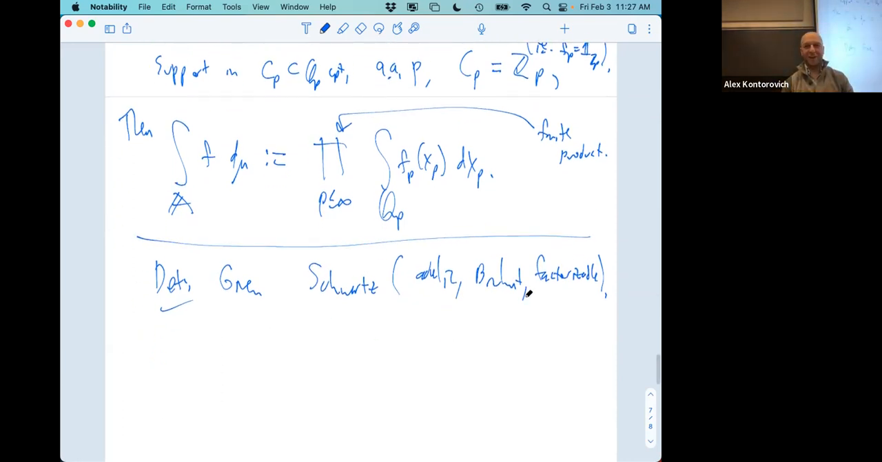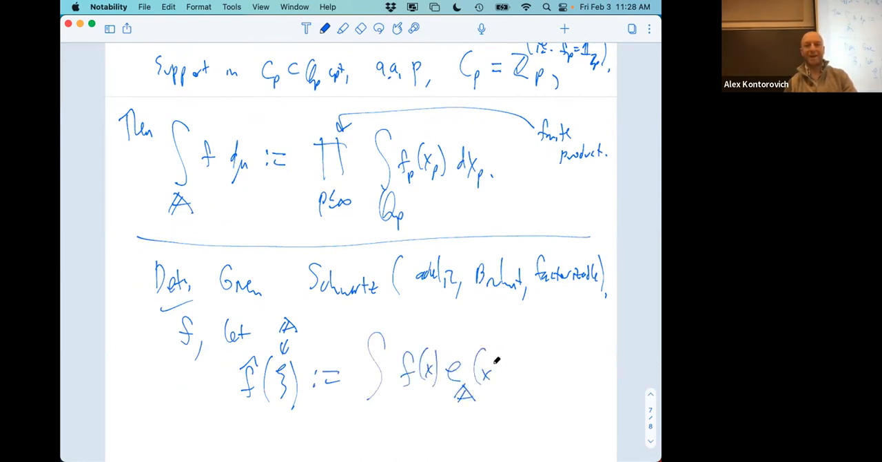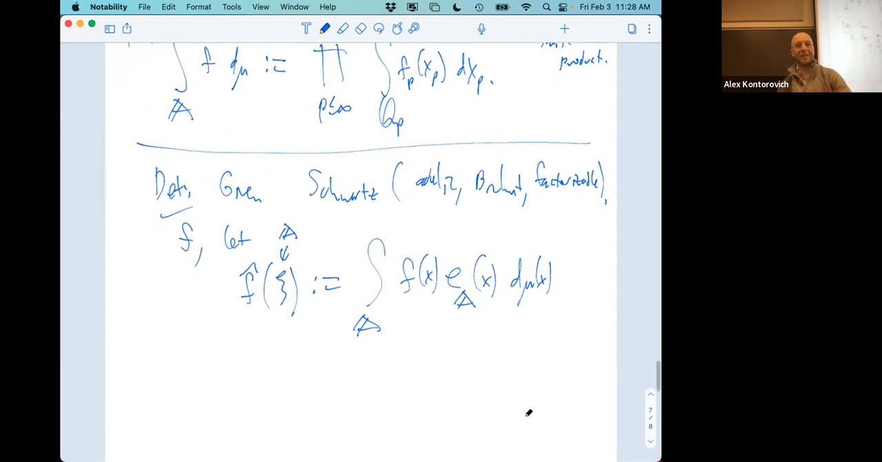Given an adelic Bruhat-Schwartz factorizable F, we define F hat of ξ in the adeles by integrating F of x, the adelic character e_A of xξ, dμ of x over x in the adeles. This is symbolic because this is very simple, right?